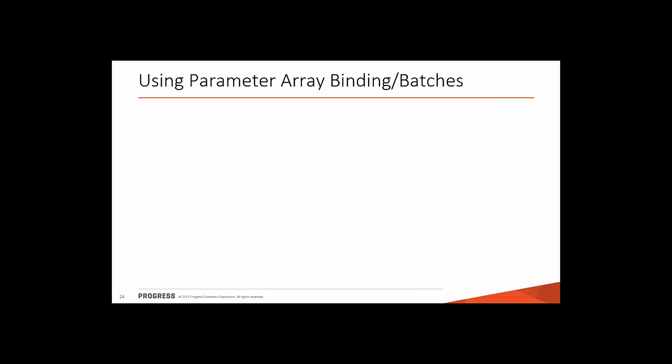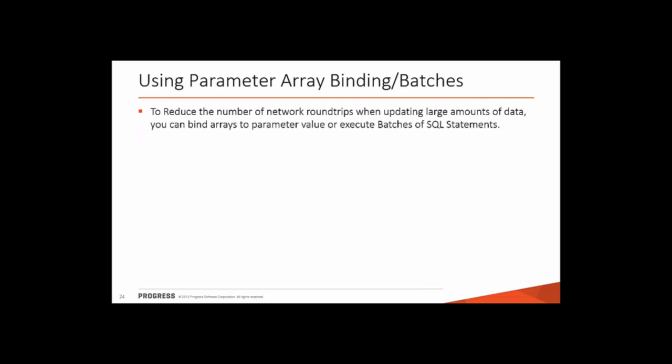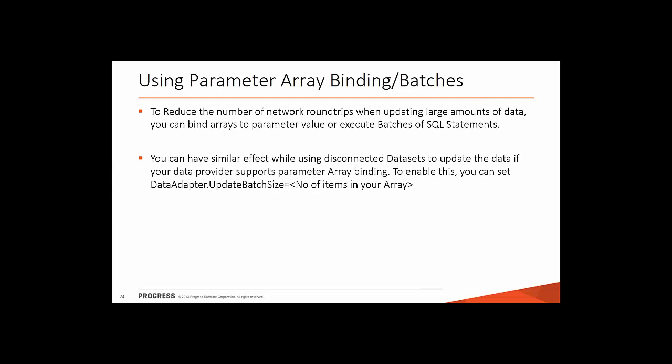So this gives you even better performance compared to prepared queries or statement caching. This will reduce your network round trips, and you can utilize this feature with your data adapter too. The data adapter has an UpdateBatchSize field. If your data provider does not support array binding, then usually this update batch size value is set to 1, which is its default value.